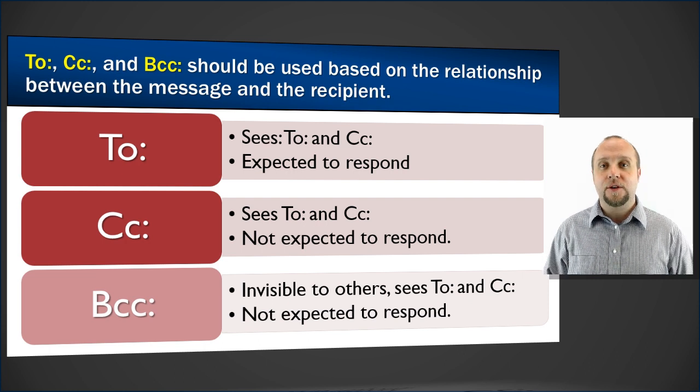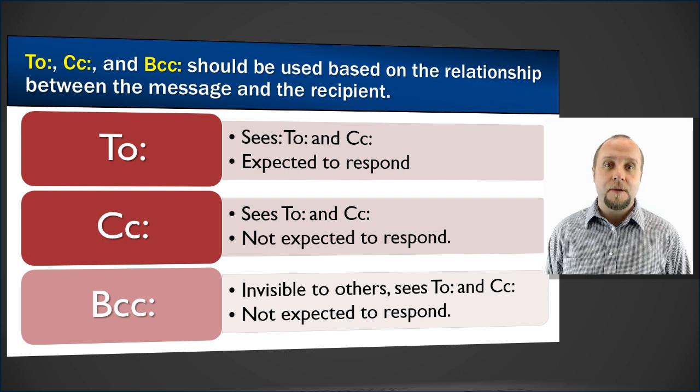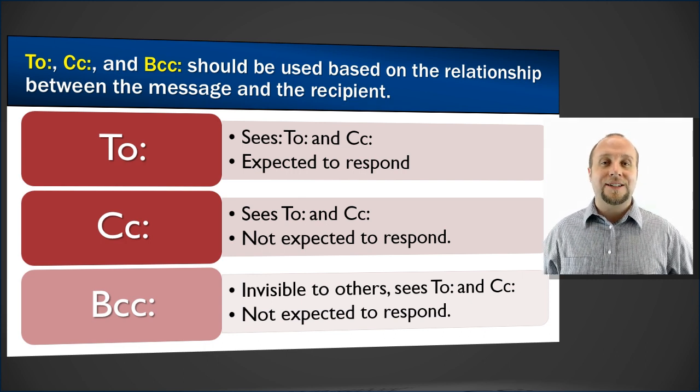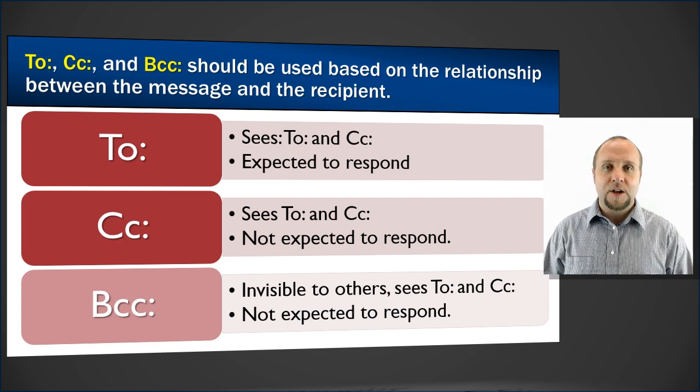In the To field, recipients whose email addresses are listed here will be able to see the other people to whom the message is addressed, as well as those who received a courtesy copy. And typically, when you send a message to someone and they are listed in the To field, you do expect them to respond to the message in some way.